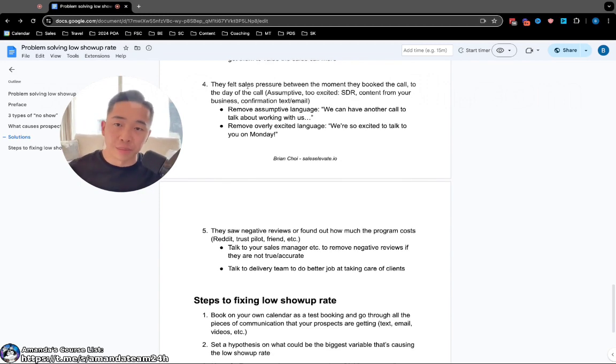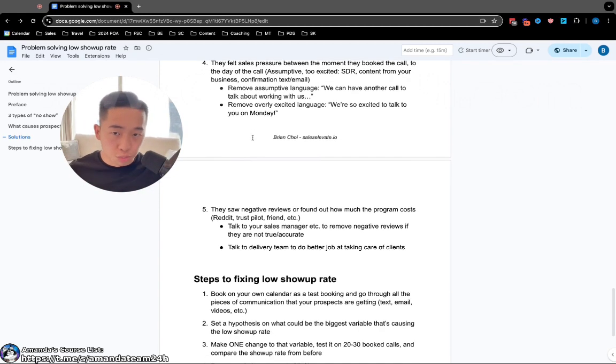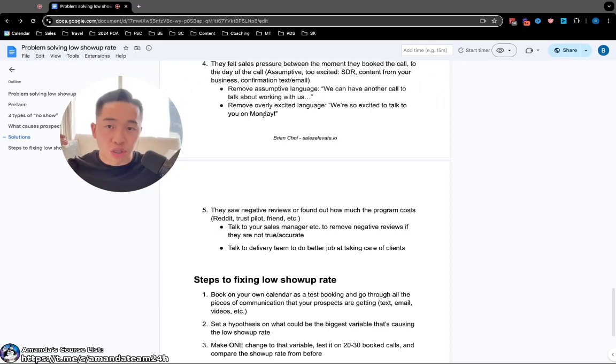Okay. Now, next thing, they feel sales pressure. You want to remove, or you want to have your setters remove, and also in the email and on the VSLs, if possible. But start with the ones you can control first, which is probably what the setters are saying, what you're saying, on the text or the email. So instead of something like, oh, we can have another call to talk about working with us, remove things like, we're so excited to talk with you on Monday. Just be like, yeah, we can have a talk on Monday, right? Talk on Monday. Just be like that.